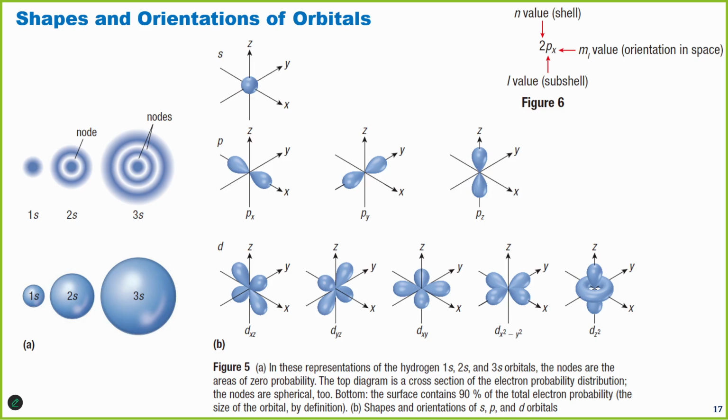And on the top right, it can be seen from figure 6 how the 2px orbital is identified using the first three quantum numbers. The 2 here is the shell number, p is the subshell, and x here is the ml value, which is the orientation in space. The 3p orbitals have the same boundary surface shapes shown in figure 5b, except that they are larger because the value of n is greater.